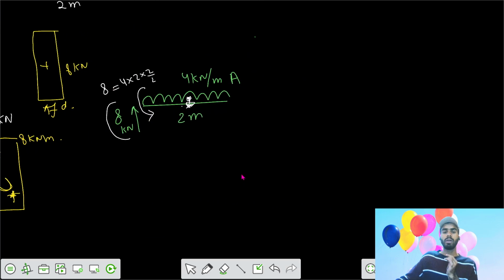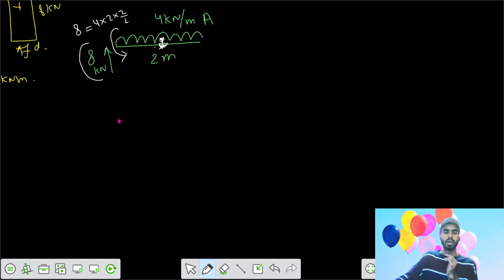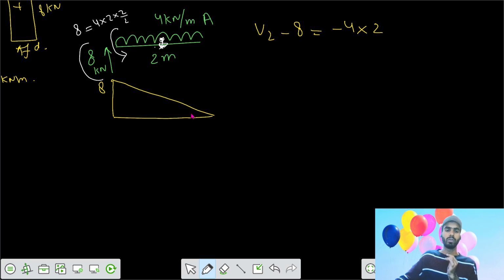And for the third member, you can write the shear force diagram looks like this: 8 kilonewton upwards. Then you change it by the intensity into your length x. So your shear force at the end would become 0, because you can write shear 2 minus 8 equals your UDL of minus 4 for length 2. So you got the shear force 0 here. So the slope here should be 0. So you have to join.